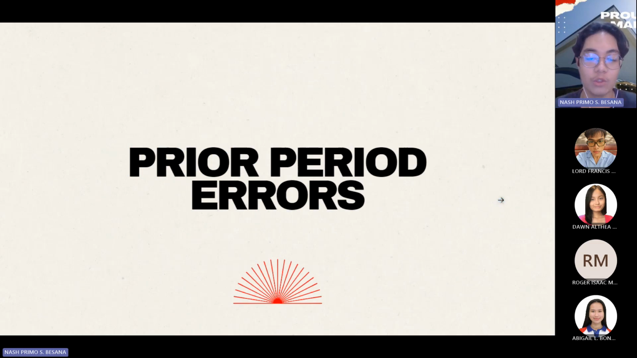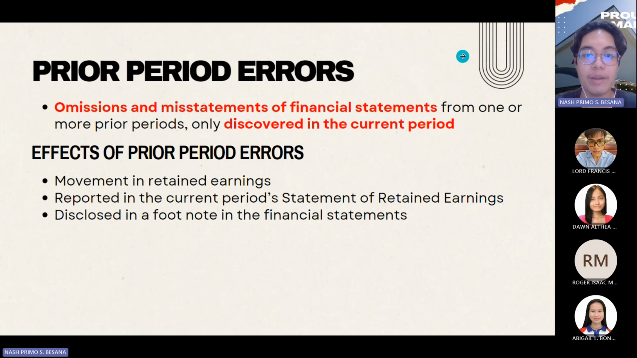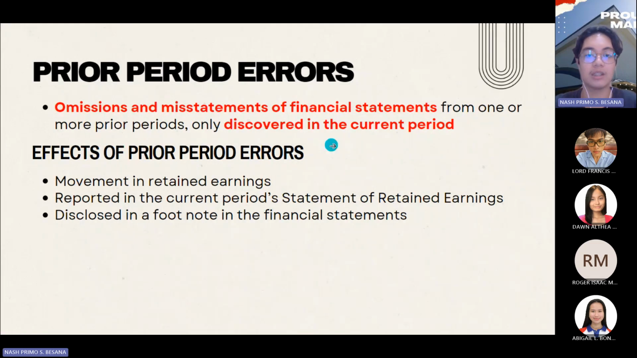Now let us move on to our next topic, fifth na ata to, if I remember correctly, prior period errors. So prior period errors, these are omissions and misstatements of financial statements from one or more prior periods, only discovered in the current period. So there are times kasi that there are accounting mistakes during the prior periods or yung mga past years, past documents, past records, and then ngayon lang siya na-discover in the current time. So when such mistakes are uncovered, they are called prior period errors and pwede pa rin naman sila i-correct.